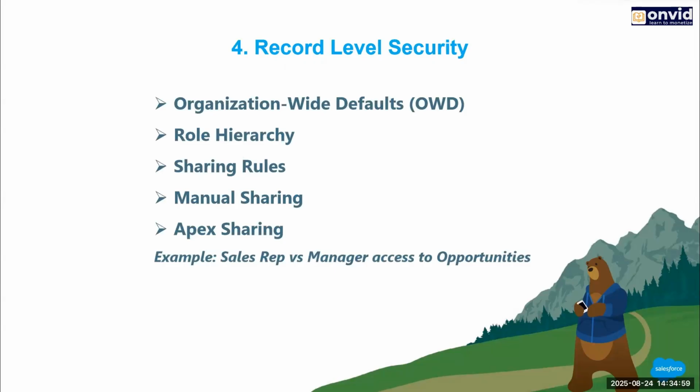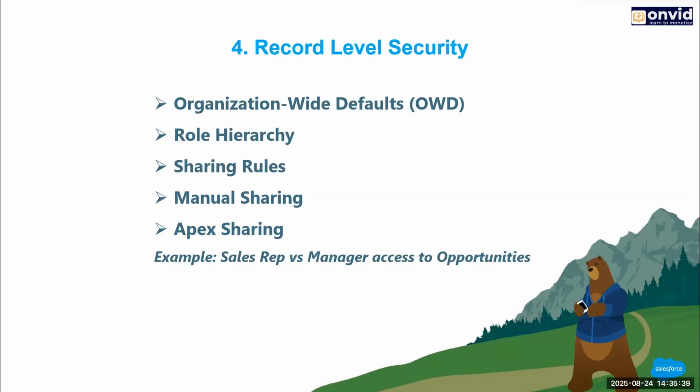Now, record level security. First, org-wide defaults. This is the bare minimum permission that you give a user to access the records. Then we have role hierarchy, which in simple layman terms means your manager can access your records. And we have sharing rules. What are sharing rules? Based on a criteria, if you want to give some users access to the records, you can do that. Manual sharing is like a simple button: I want to share with someone else, so I can share it. This can be done, and it is very easily controlled.